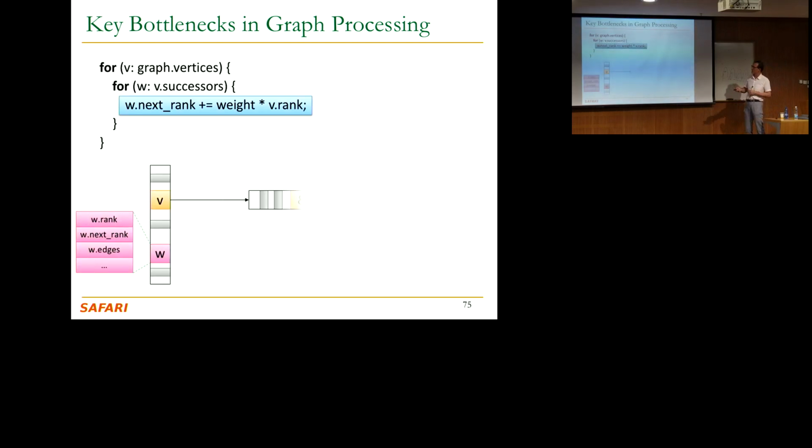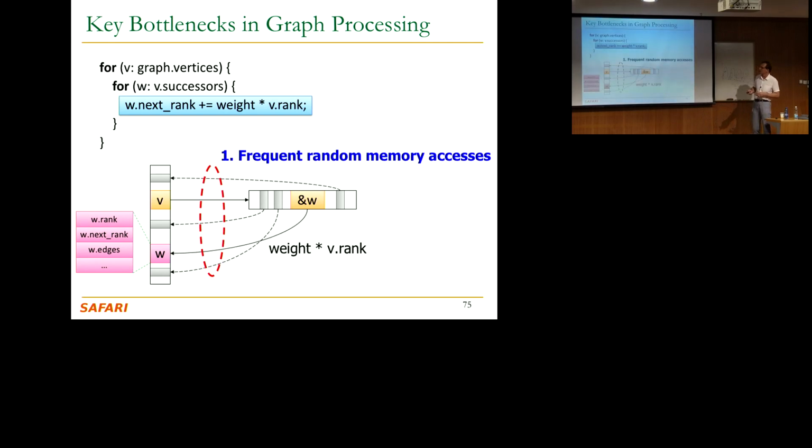I'm not going to go through the details, but what you have over here is frequent random memory accesses because you have these neighboring nodes that are far away from each other. They may be completely random. And very little amount of computation. As you can see, the computation is very little. It's a multiplication and addition over here, right?